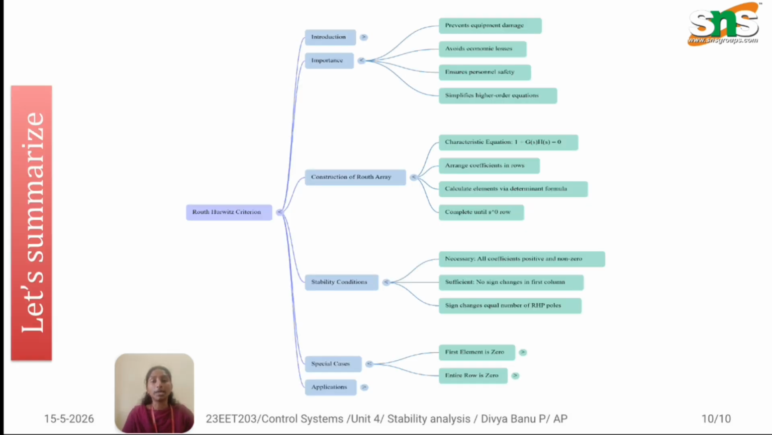Now let us summarize. In this lecture, we have discussed the Routh-Hurwitz criterion and its procedure, and when we say the system is stable. We have learnt the computation of the Routh array and stability conditions, along with the special cases like the first element being 0 and sign changes, and we have discussed the applications.